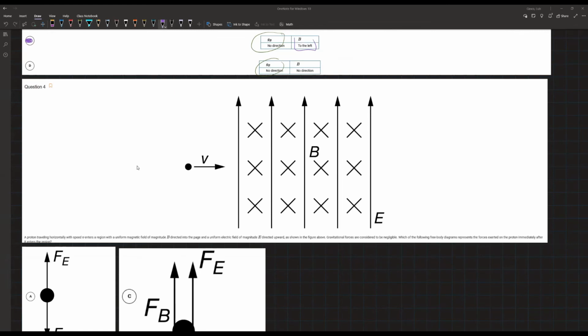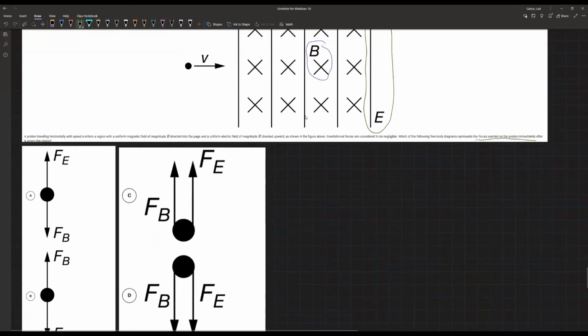So we have a proton traveling horizontally with a speed of v, and it enters a region of a uniform magnetic field of magnitude b directed into the page, and a uniform electric field in the direction up. So this is the direction for the magnetic field. This is the direction for the electric field. And the question is, which of the following free body diagrams represents the forces exerted on the proton immediately after it enters the region? So it hadn't been feeling any force. All of a sudden, it crosses into a region where both of these are.